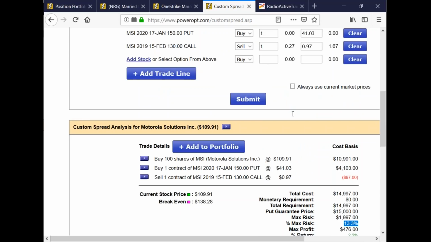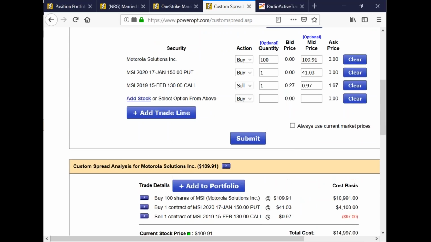And if I did use that 115 or that 120 put, and MSI recovers and moves back to 112, 115, I could sell that call now and probably cancel half the risk, the February 120, the January 120. Cancel half the risk, only have a 3% risk with no risk to the upside, and maybe a potential 6% gain. This is not the proper structure.